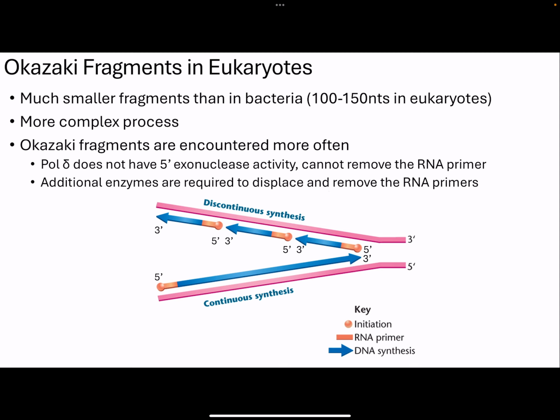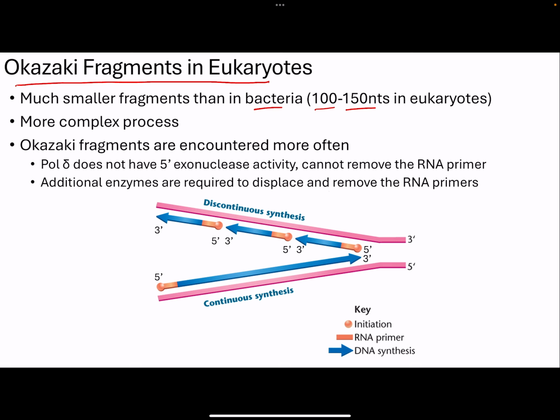So recapping a little bit, our Okazaki fragments in eukaryotes are typically much smaller. So I have 100 to 150 nucleotides. I've seen 100 to 300 nucleotides long. Generally, much smaller than the 1200 nucleotide long fragments that are seen in prokaryotes.